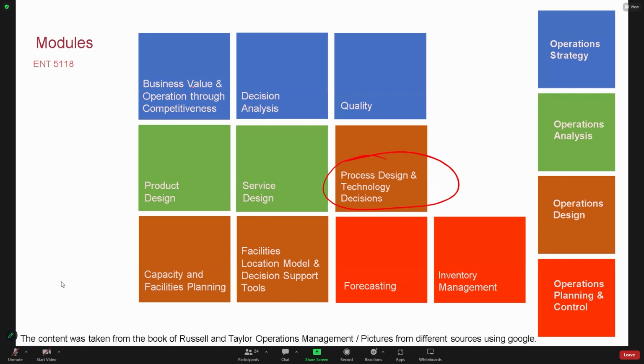And we already finished with the business value, introduction to operations management, decision analysis, quality, product designs. Okay, hindi natin na-cover ang service design. Isusunod na lang natin yan. Okay, ito na lang muna ang gawin natin. Okay, process design and technology decisions. Wala namang computations tayo dito sa service design.